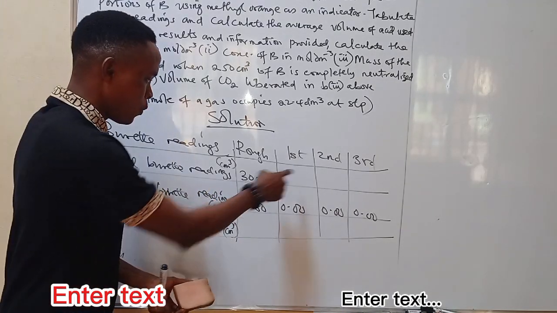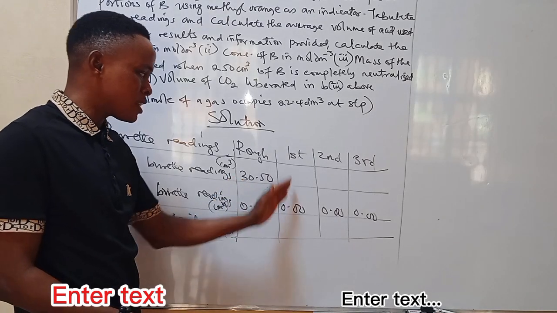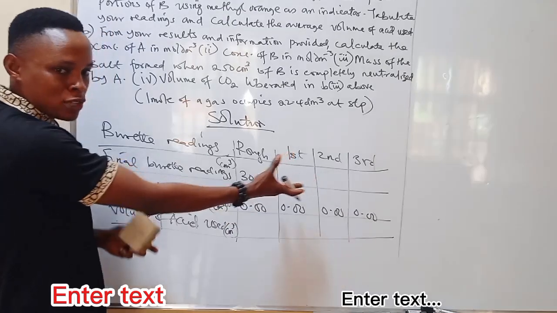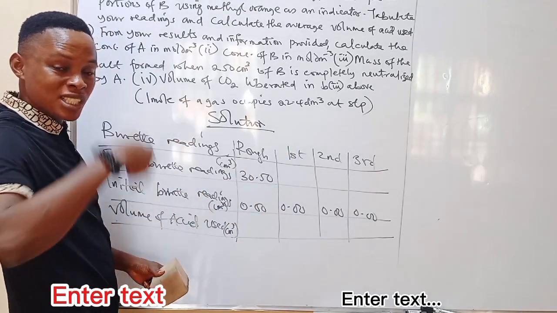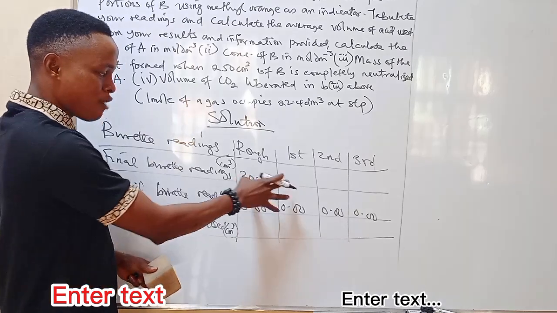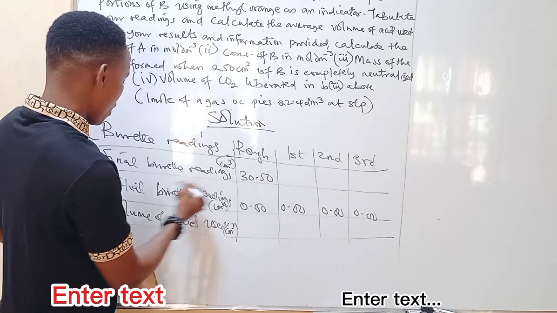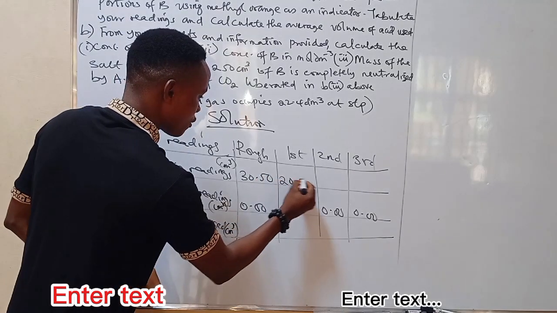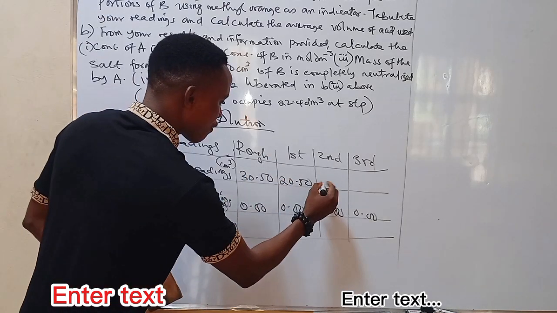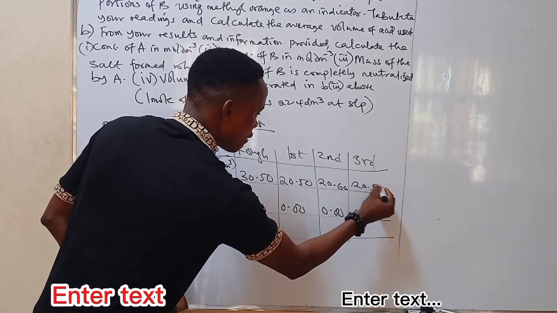Then the second one now, the rough has given me an indication that it will fall around 30.50. That means here now I have to be very careful. Remember this is just an assumption. We have not done the practical. In the next video, we will be doing the practical, so these values might not correspond with the real values. Assuming we have 20.50 as our first titre value, then the second one maybe 20.60, and the third one 20.50.